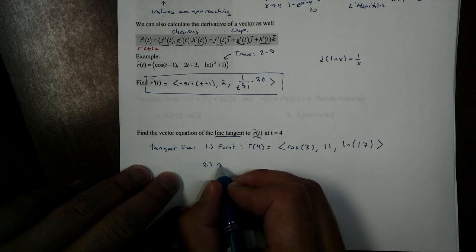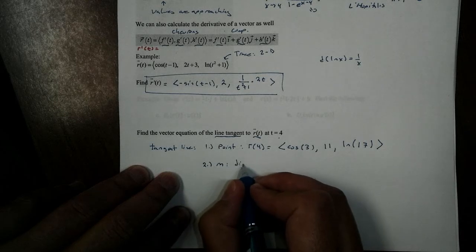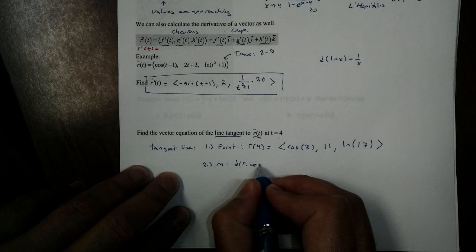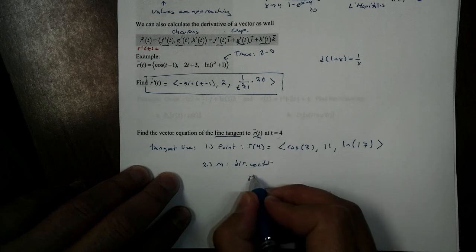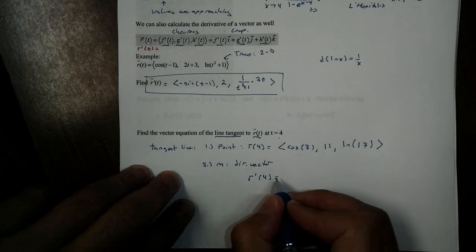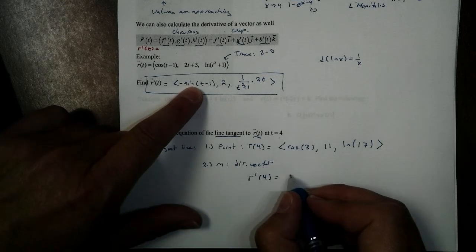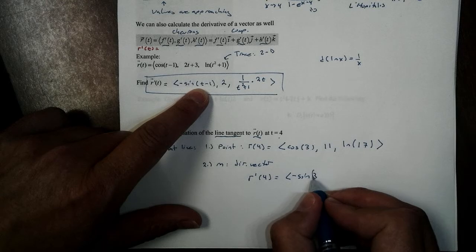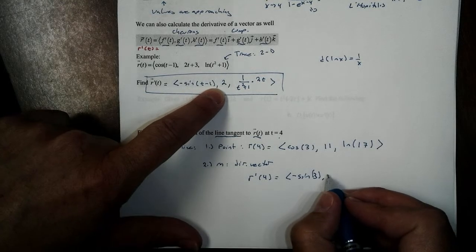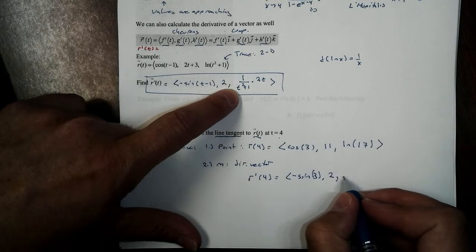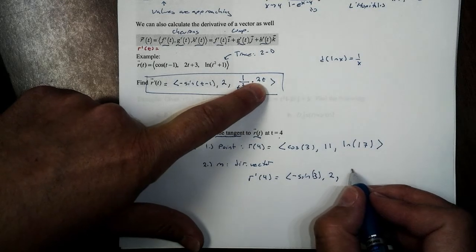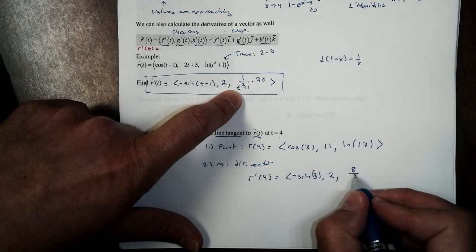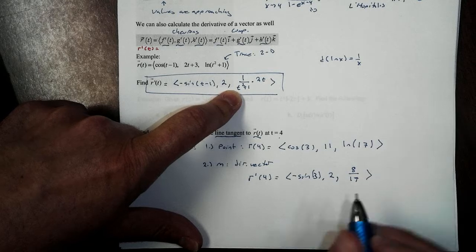Next, we need a slope, but we don't call it the slope with vectors, we call it the direction vector. For this, we need r prime of 4. So now we're going to plug that into our derivative. We get negative sine of 3. That's just a constant. The 2 is just going to stay 2. And this becomes 8 over 17, because 2 times 4 is 8.